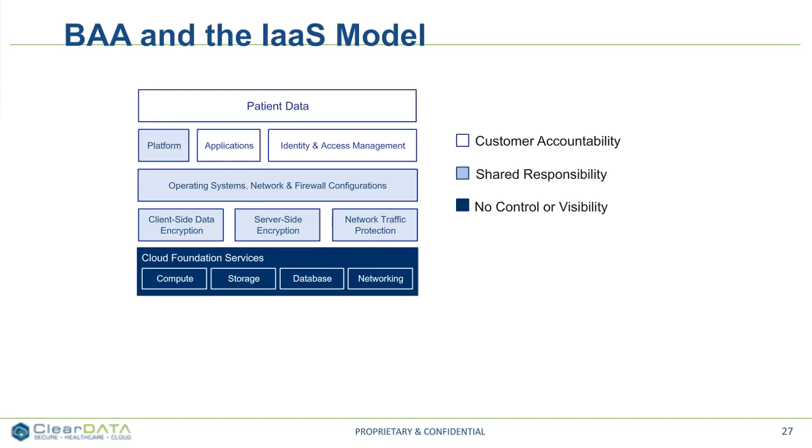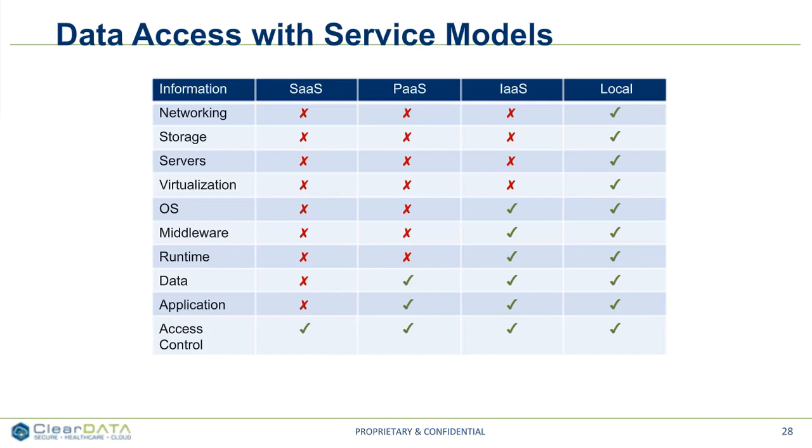So again, if you look at the BAA and the IaaS model, customer accountability is really still around the patient data, the applications, and the identity and access management, less so on the foundational. And then you've got in the light blue there a really good shared responsibility model with the cloud provider. And we'll show you how that can vary based on some of the cloud providers as well. But I wanted to show you this slide because it gives you a visual, a side-by-side comparison. It helps you understand what types of information are available to you given the service model. Again, this is slide 28.